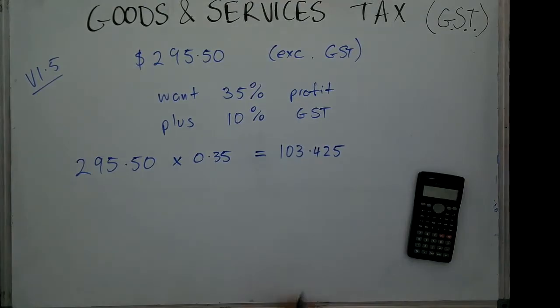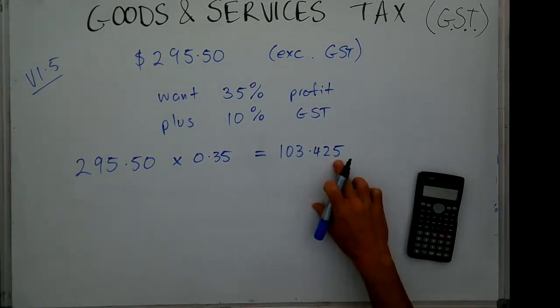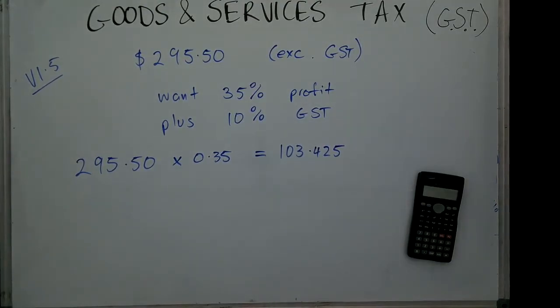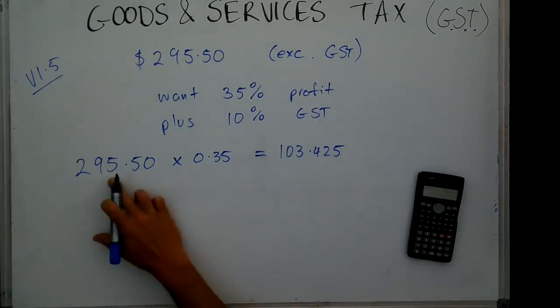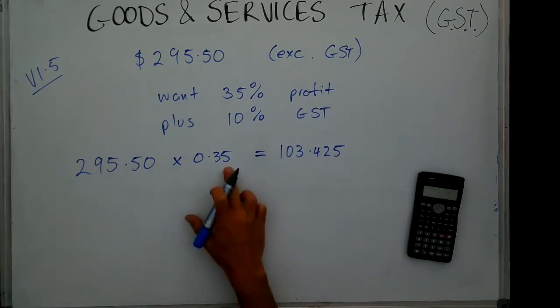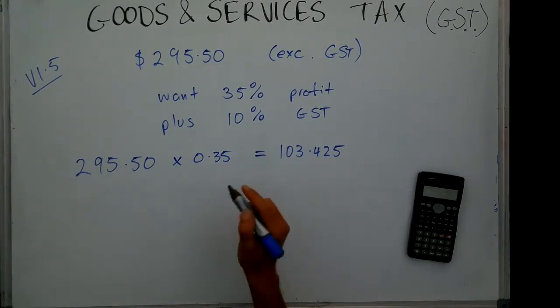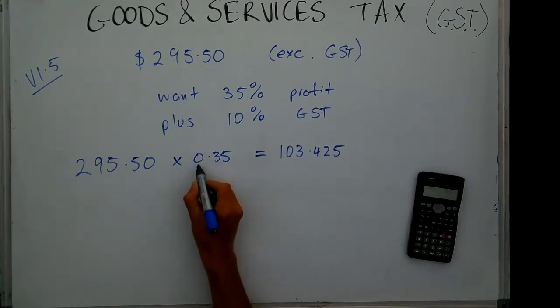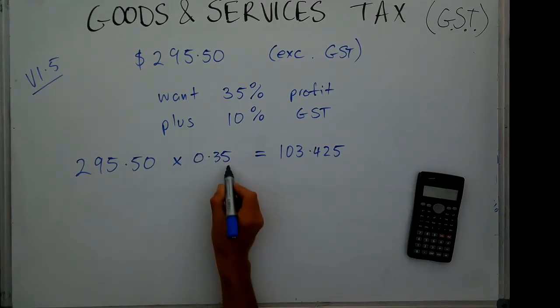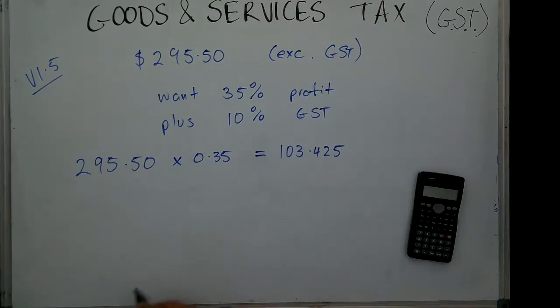Equals 103.425. So this is money. I've put that extra digit in there because I don't want to round until the end. So now I'm just going to add this and this, and then that will be our increase by 35%. If I'd had a 1.35, it would give us the final result.